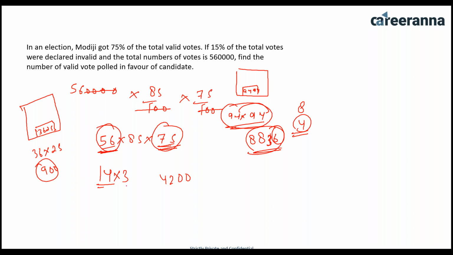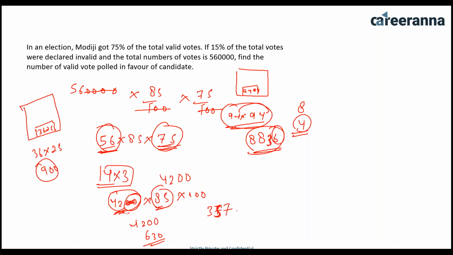Okay, so 14 multiplied by 3, which is 4200. Now I have to multiply this by 85. So I can easily remove these twos and I can do this. So 42 multiplied by 85. If I multiply this by 100, I get 4200. And I have to subtract 15% of this number. 15% of this number would be, guys, please be very quick. I told you. Any doubt, Ayushi? Till now, 630. 37. This will be the value.